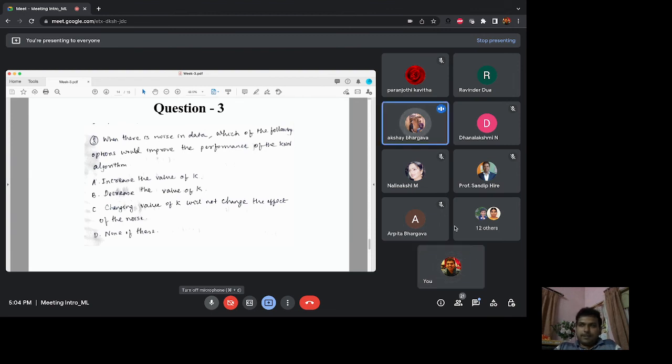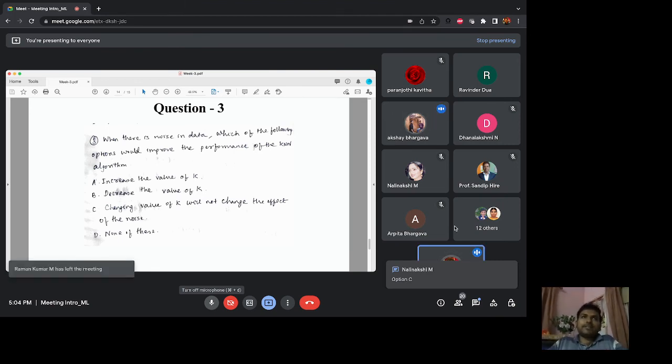But won't increasing the value of k result in an increase in testing error? Initially it decreases, and after a while it saturates and starts increasing. Won't that be the case? Yes, of course, if you increase k to such high numbers, then it would be a problem.